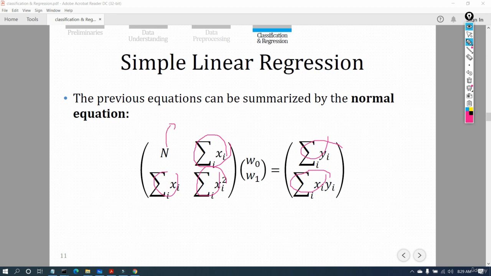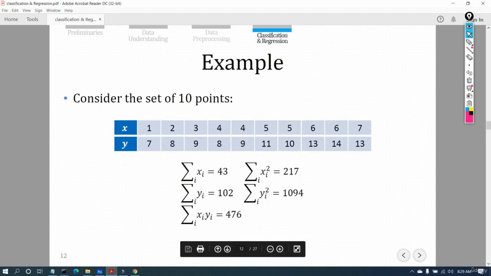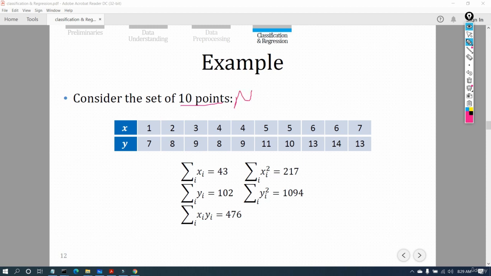In our case, if you take our example, our total data points was 10 points. So 1, 2, 3 till 10. So we have 10 points total. So the n value here is 10. Now you compute all of these. See here, we have computed all of these.